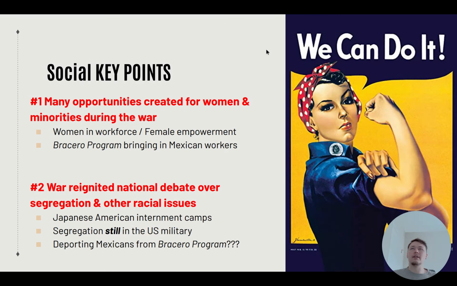On top of that, as the poster says, we can do it, this idea of female empowerment and that women can accomplish anything they set their mind to as a group is going to help feed into a growing second wave feminism. First wave feminism was the group of people like Susan B. Anthony fighting for women's suffrage. Second wave feminism is in the latter half of the 1900s, pushing for things such as workplace equality, sexual equality, and things like that when we talk about the sexual revolution.